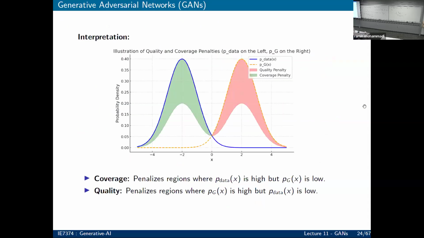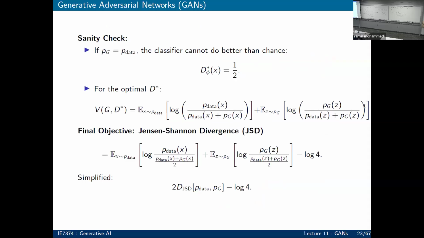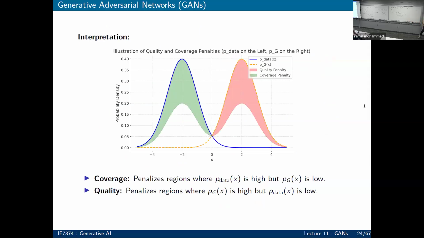Let's go. Where were we? So we were here. So we defined this basically Jensen-Shannon divergence. And we're going to review the idea of the Jensen-Shannon divergence.